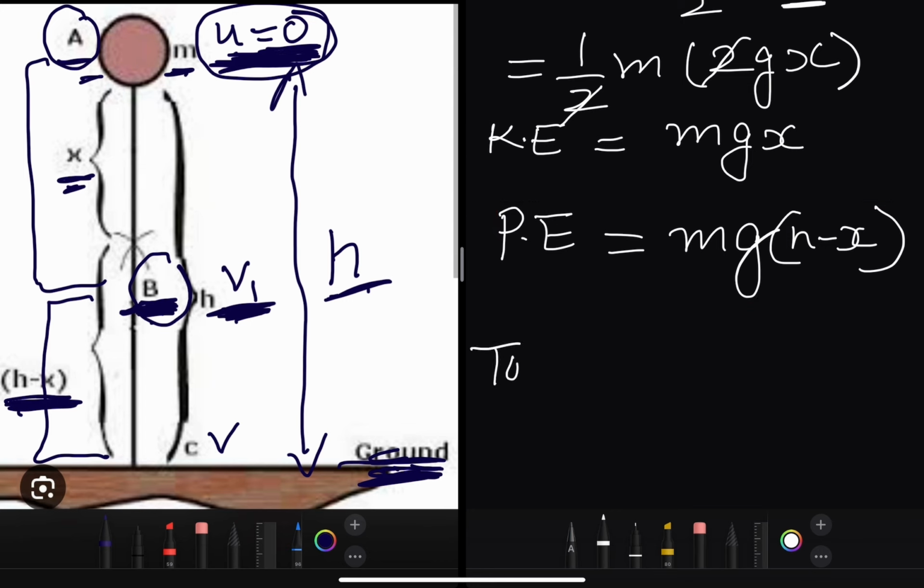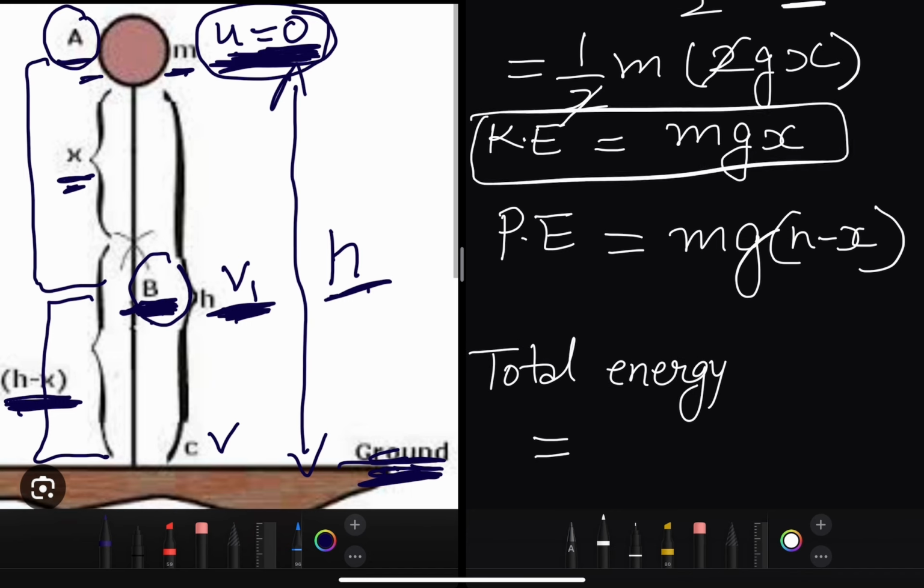Now total energy, children. Total energy, mechanical energy, will always be the sum of kinetic energy and potential energy. So we have now kinetic energy with us. What is that?